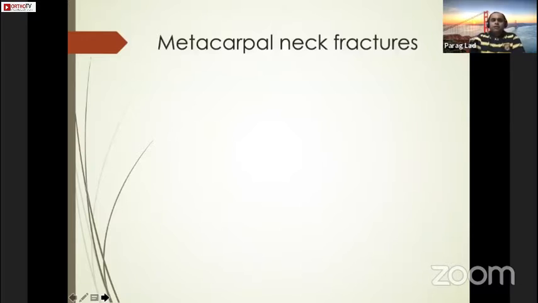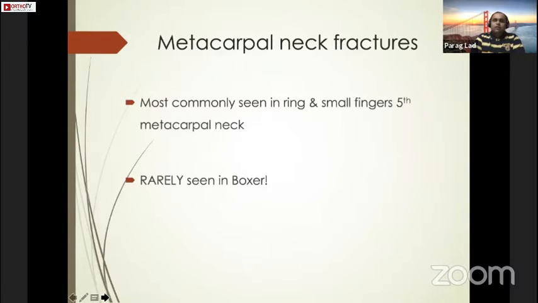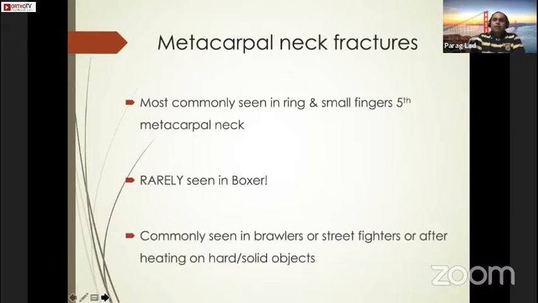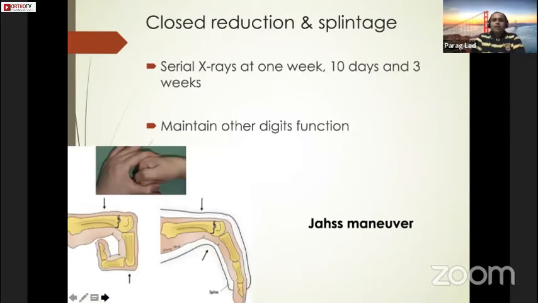Now, if we discuss metacarpal neck fractures, they are most commonly seen in the ring and small fingers. Though we label them a boxer's fracture, it is rarely seen in boxers and commonly seen in street fighters, or when somebody hits a solid or hard object. When the angulation is acceptable and there is no rotational malalignment, we can treat these fractures conservatively, as mentioned in the picture.